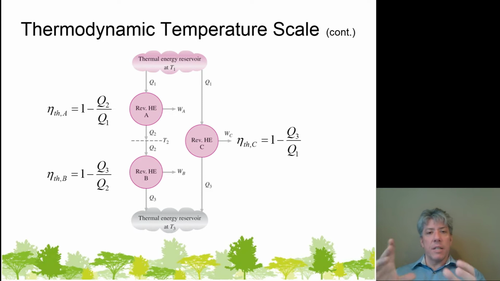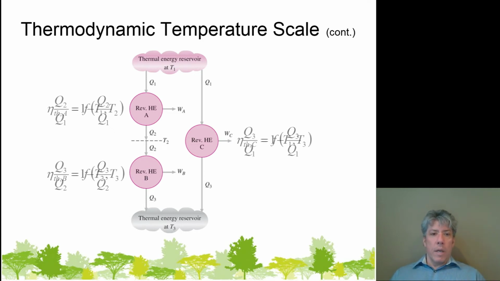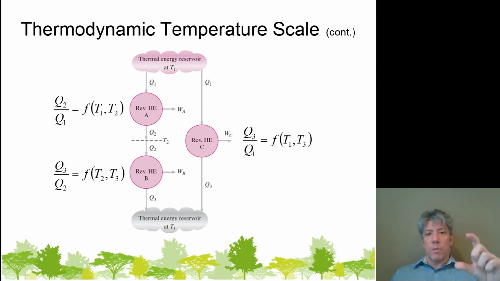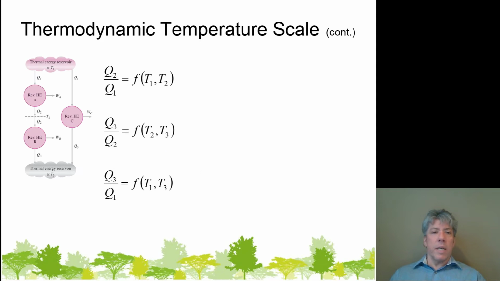And we're going to size these carefully so that heat engine C brings in Q1 in the same amount that heat engine A brings in Q1. Now obviously the ratio of the heat flows has to be a function of the temperatures across these heat engines. So we just replace the ratio of the heat flows with some function of the temperatures of the heat engine.